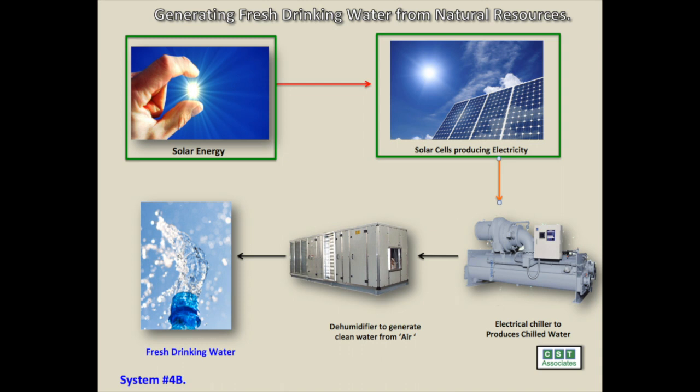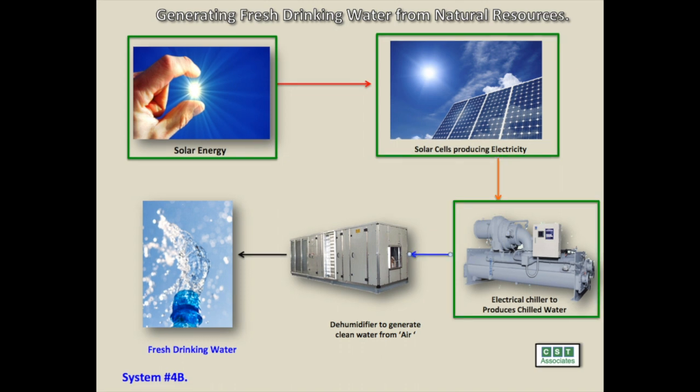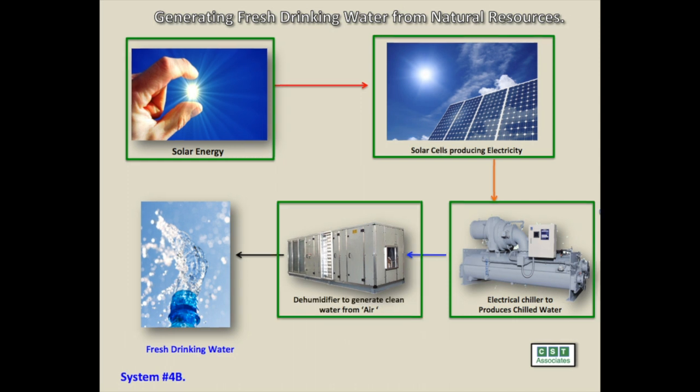The second system of producing water using natural resources is solar power for condensing water from air. This also consists of three major components. The first component is solar cells, which generate power. The second component is electrical chillers, which run with the electrical power produced by solar energy. The electrical chiller generates chilled water at 7 degrees centigrade, and the chilled water is made to pass through the third component, which is a dehumidifier. This condensed water can be further filtered for making it drinkable, or can be used for process.